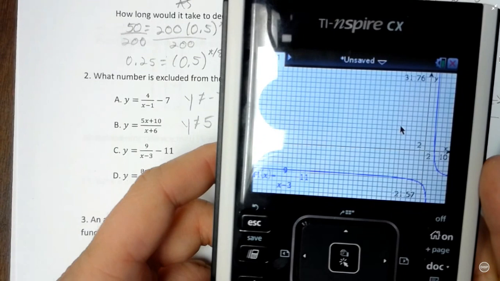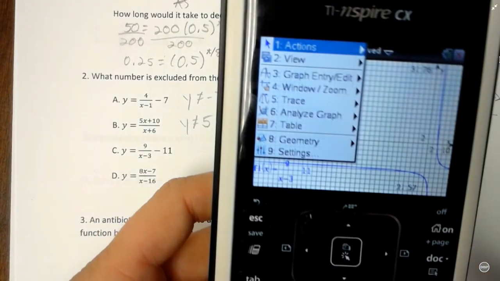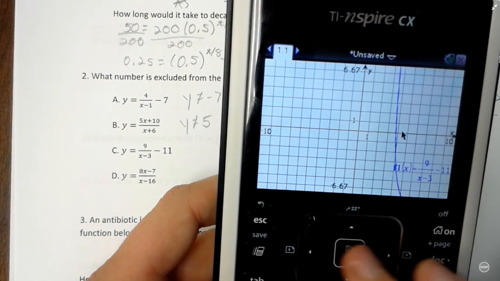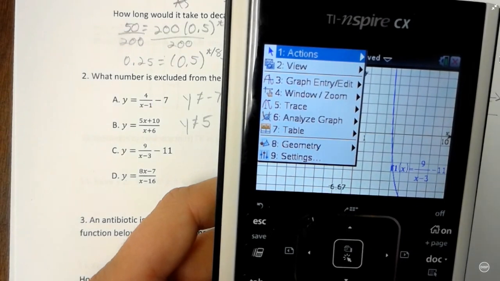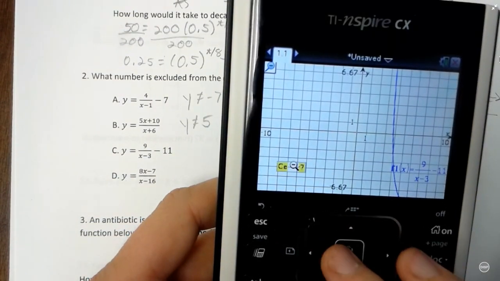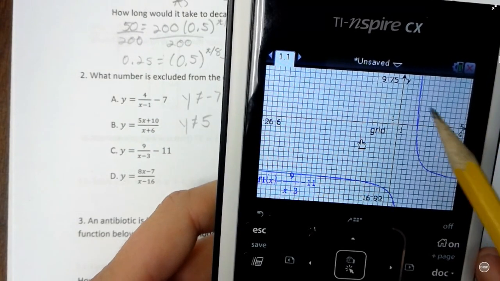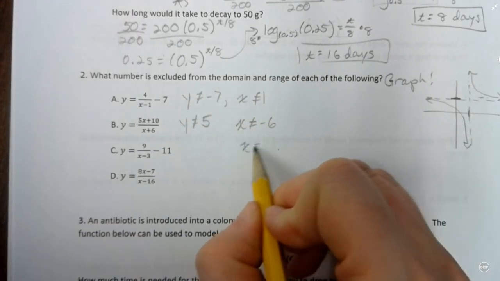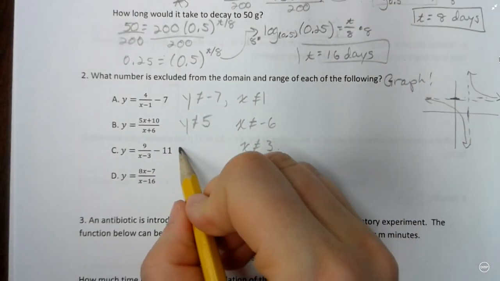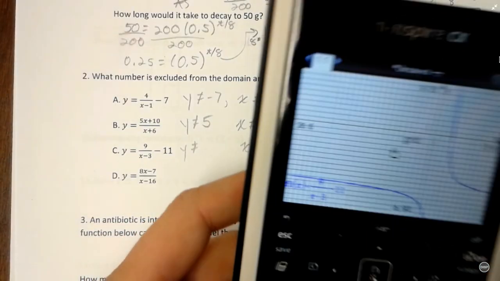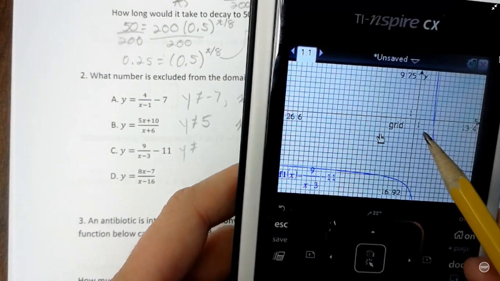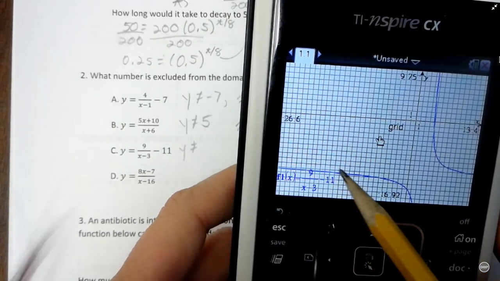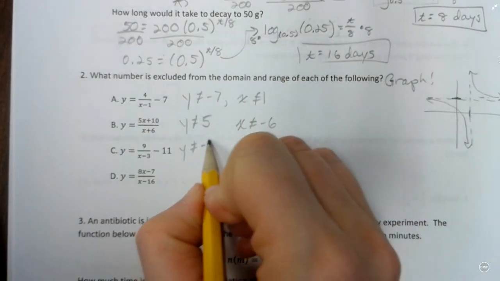So I've graphed C. Now I want to put my window back to normal. So I'm going to go Menu, Zoom Standard, number 5. And yeah, I probably shouldn't have done that actually. So zoom out again. Zoom there. Okay. So I can see 1, 2, 3. Vertical asymptote is about at 3. So x does not equal 3. And for my horizontal asymptote, I can see it right here. So 1, 2, 3, 4, 5, 6, 7, 8, 9, 10, 11. So right about -11.